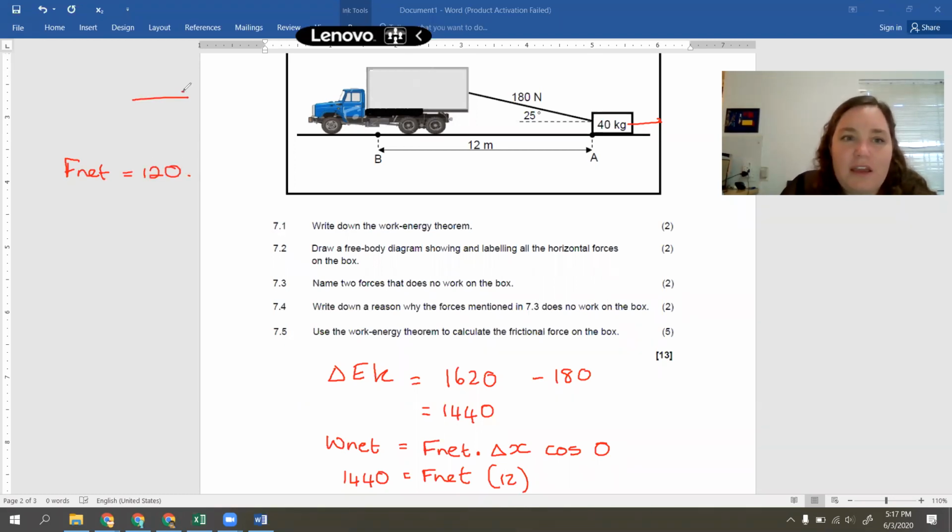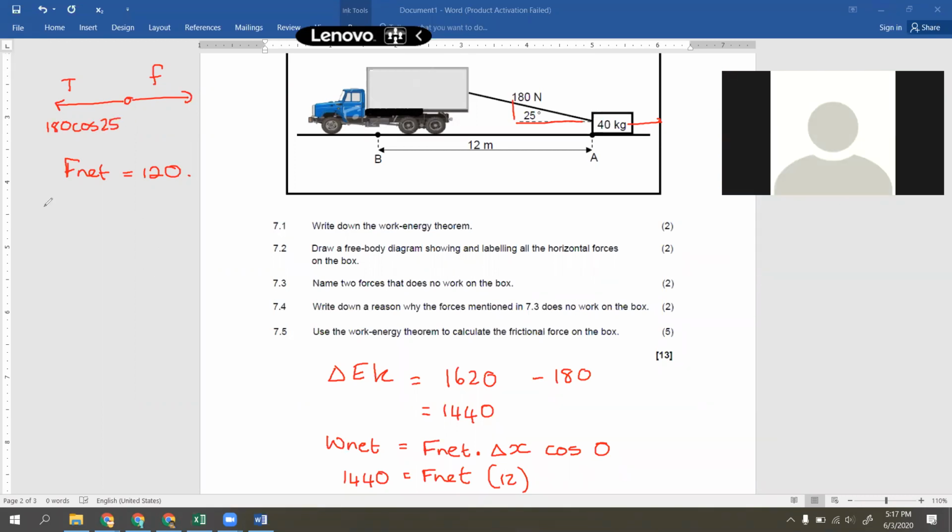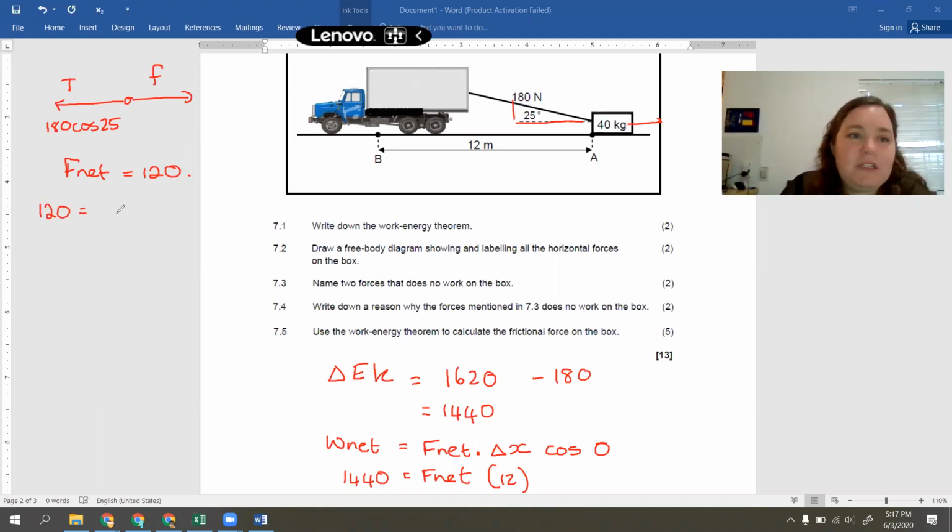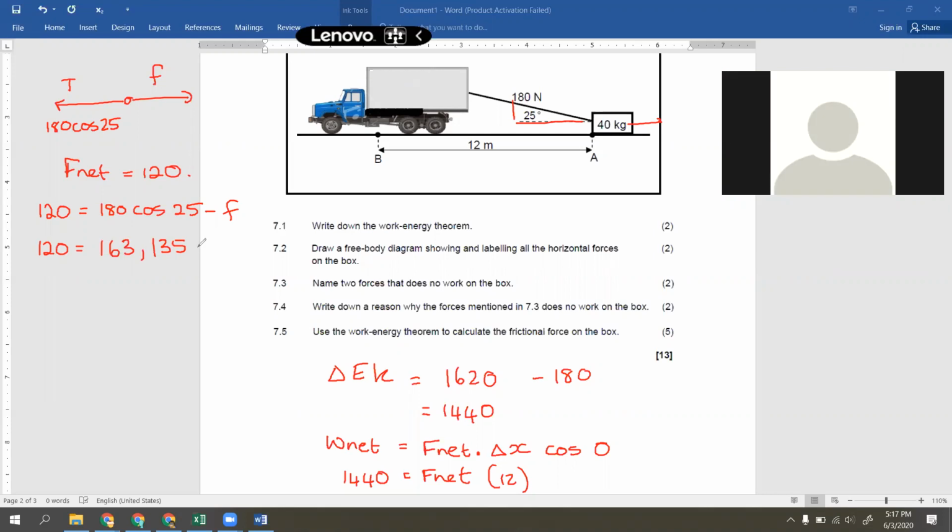And then we must remember that our F net is going to be the frictional force this way and the tension horizontal. It's going to be cos. So it's going to be 180 cos 25, is that right? Yeah. Okay, so you then got 120 is equal to 180 cos 25 minus the friction. Okay, 180 cos 25. I got 120 is equal to 163. Yeah.